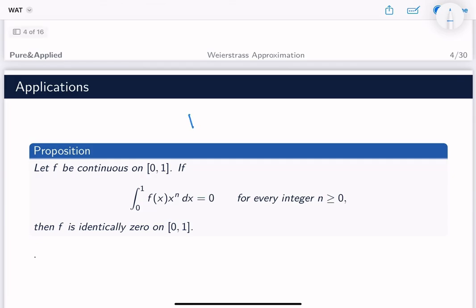The Weierstrass Approximation Theorem says that if you look at the space of continuous functions on [0, 1], then the space of polynomials is dense in this space. If you have a function that has 0 moments for every power of x, then the function must be identically 0. The proof of this is not that hard, so let me go ahead and show it to you.